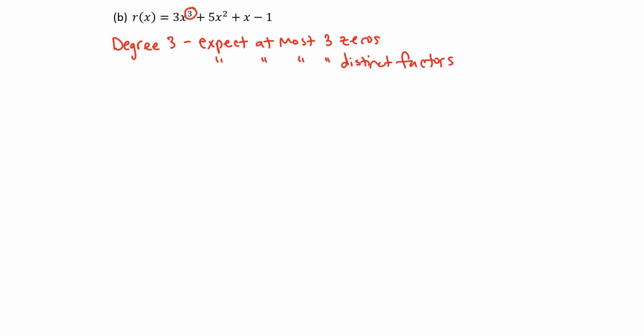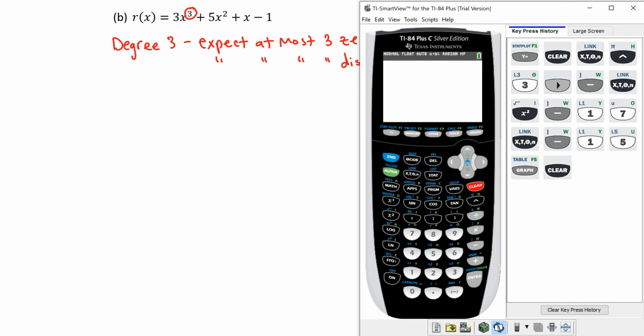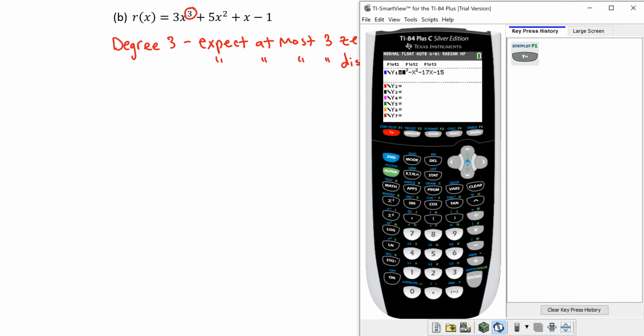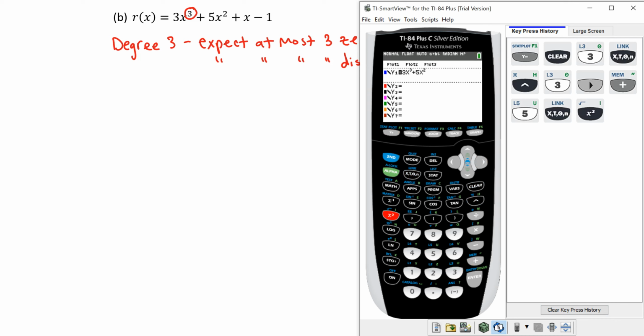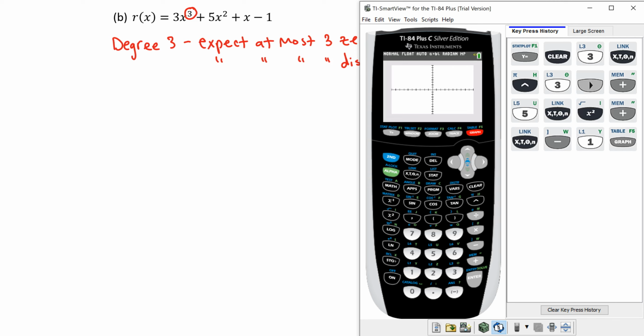To get started, we're going to graph the function with our graphing calculator. So I'll type this in, 3x cubed plus 5x squared plus x minus 1, and we'll take a look at our graph. Now, hopefully you're thinking, these are big polynomials, but this process really isn't too bad. In fact, it's kind of fun, right? It's like putting a puzzle together. We're just finding all the pieces of the puzzle.